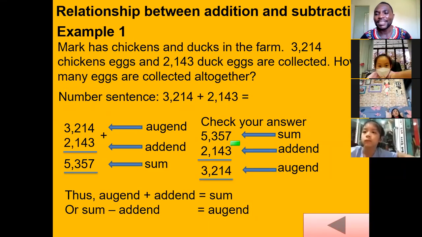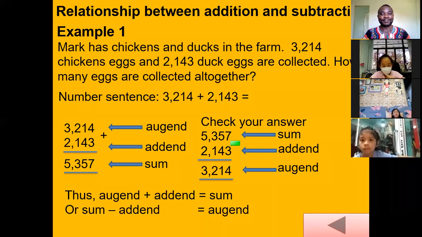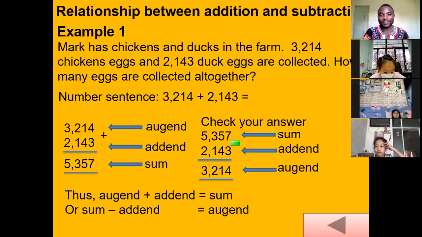Okay, can you read, please? Mark has chicken and ducks in the farm. 3,214 chicken eggs and 2,143 duck eggs are collected. How many eggs are collected altogether? Okay. Collected. Altogether. Very good.